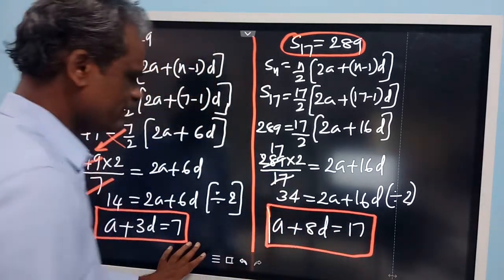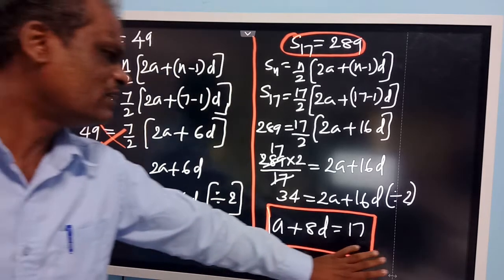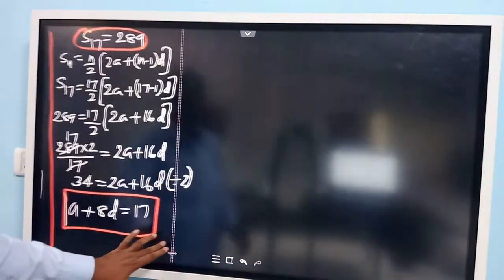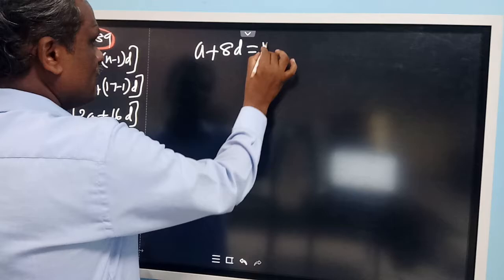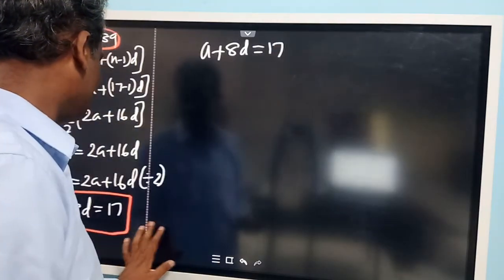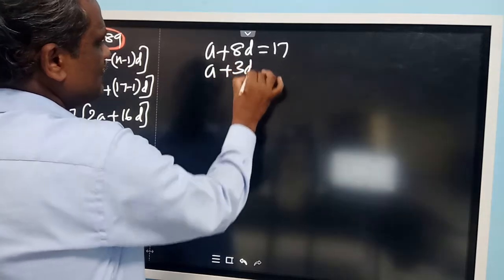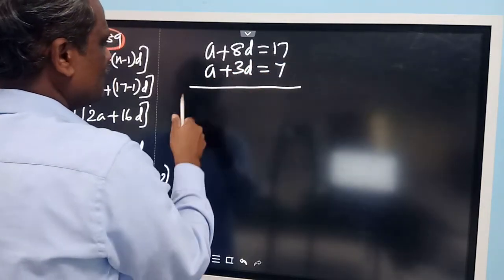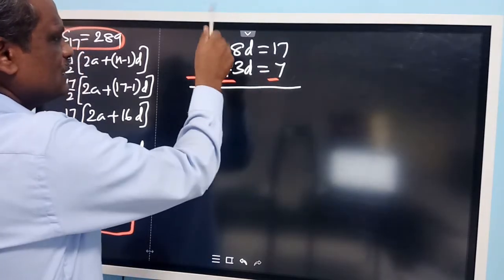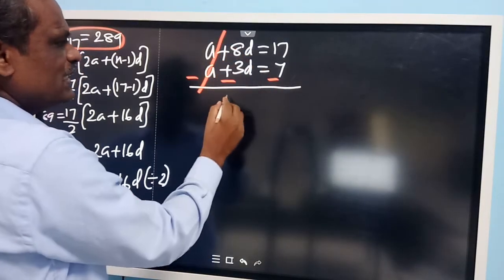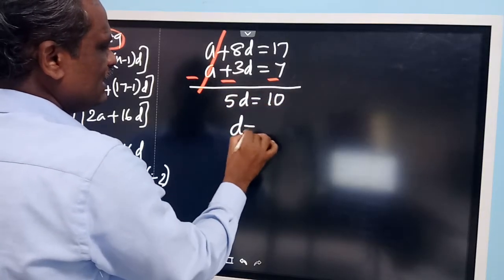So you got two simultaneous linear equations. Using these, let us find the value of a and d. Let us write this first: a plus 8d is equal to 17, and the first equation was a plus 3d is equal to 7. Subtract this one, so this becomes minus, minus, minus. These two cancel. 8 minus 3, 5d is equal to 10. So you will get d is equal to 2.